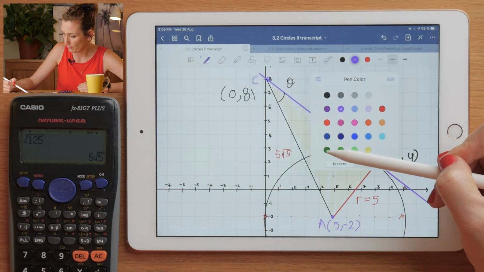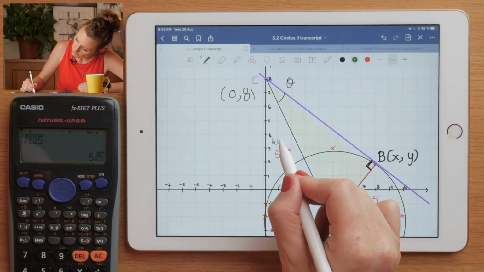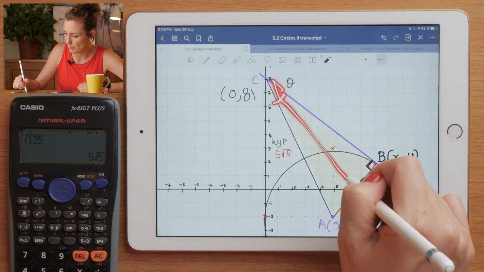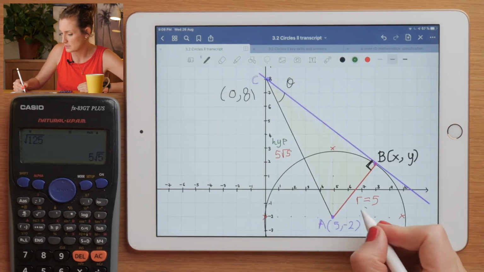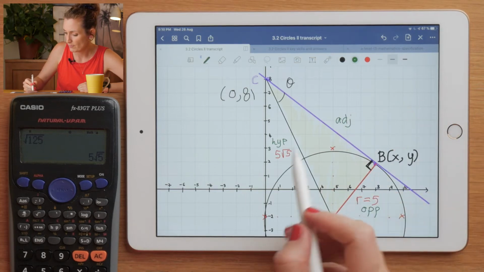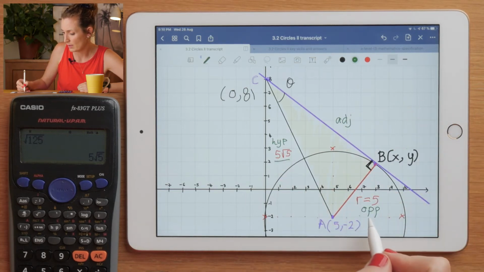This will be hypotenuse, or hype for short. If you imagine that you are at the angle and you shoot a bullet, then you'd hit the opposite side. So that will be opposite, and that will be adjacent. So the information I've got is hype and opposite.